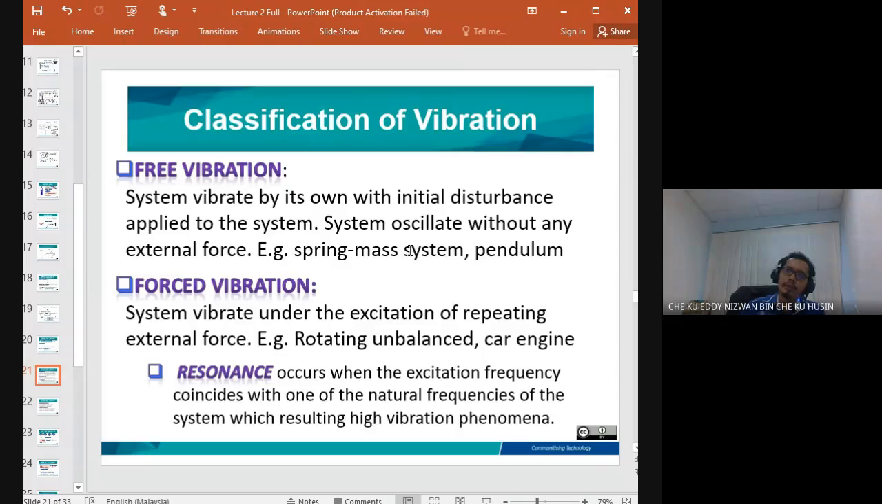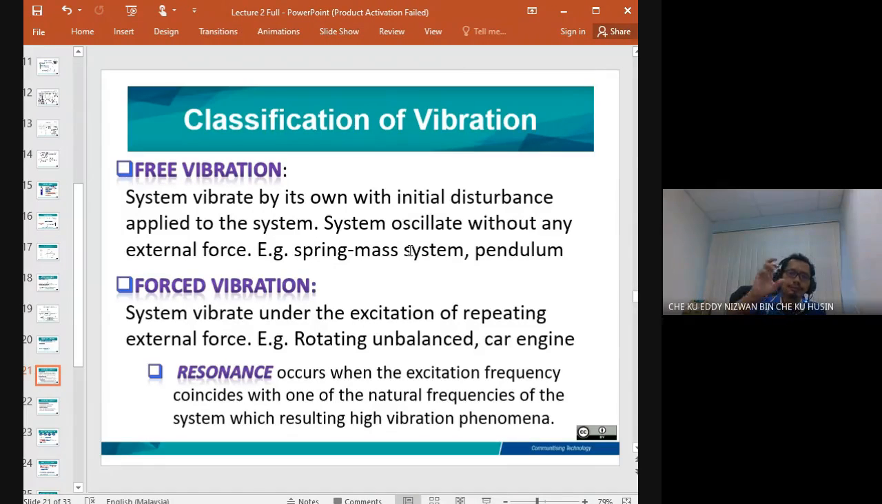The amplitude is the range of motion. The amplitude depends on the initial condition, so if you give a higher initial condition, you get a higher amplitude. But the frequency depends on the properties, the parameters of that system, which are the mass and spring. So what is the mass value and what is the spring stiffness. We call this the natural frequency.